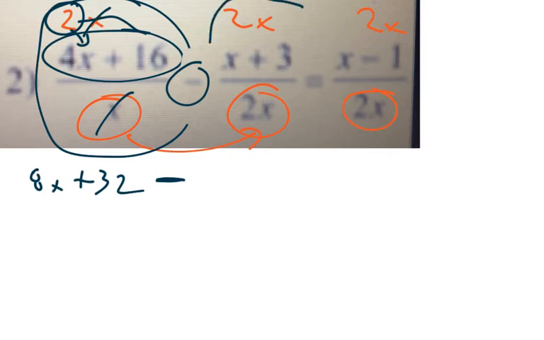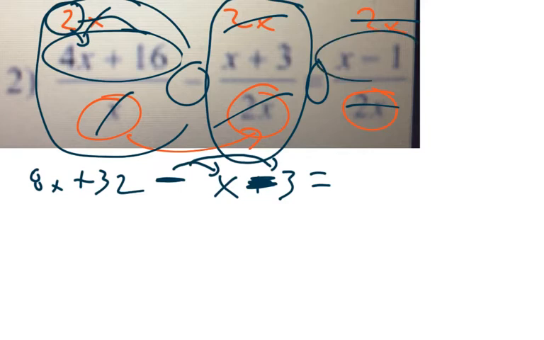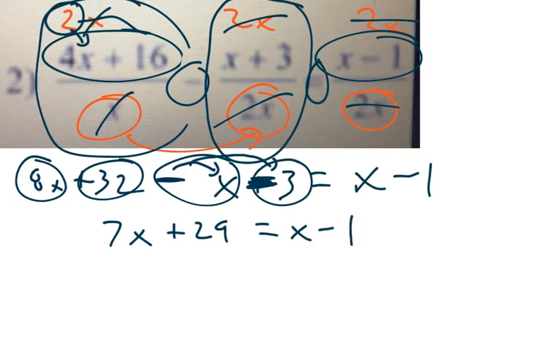Now look at the middle term right here, guys, I just circled. 2x divides by 2x, and I'm left with x plus 3, but I got to distribute this minus, so that becomes a minus 3. Of course, the x becomes a minus x. Now that right there is the equals. Over here, the 2x's cancel each other out. All I'm left with is x minus 1. All right, let's just do some algebra. 8x minus x is 7x. 32 minus 3 is 29, equal to x minus 1.